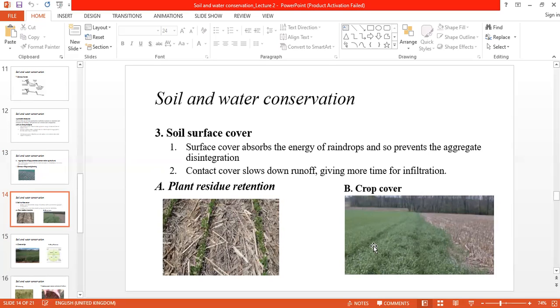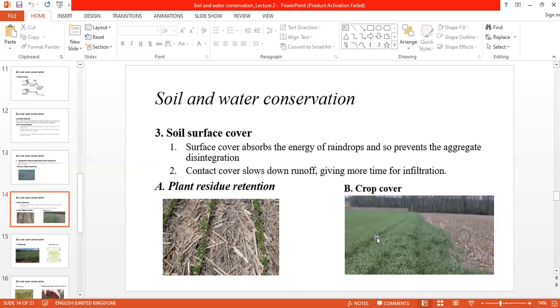Especially in areas where they experience rainfall almost throughout the year. Even after they harvest their crops, they still experience rain. But when you harvest your crops, your field becomes bare. So you need to plant a grass to cover your field and prevent the erosion from occurring. So this is an example of a crop cover or a cover crop.